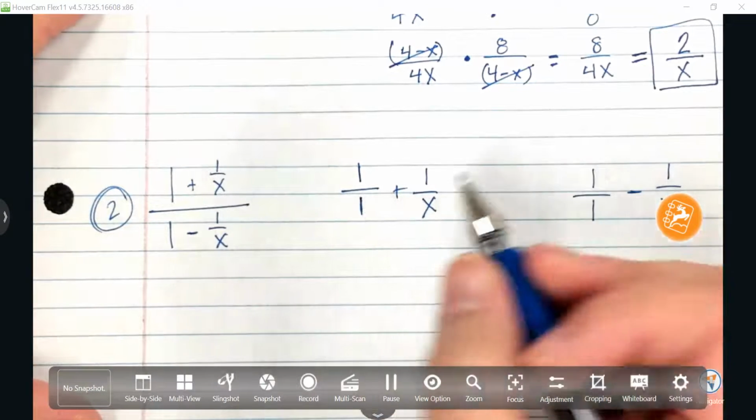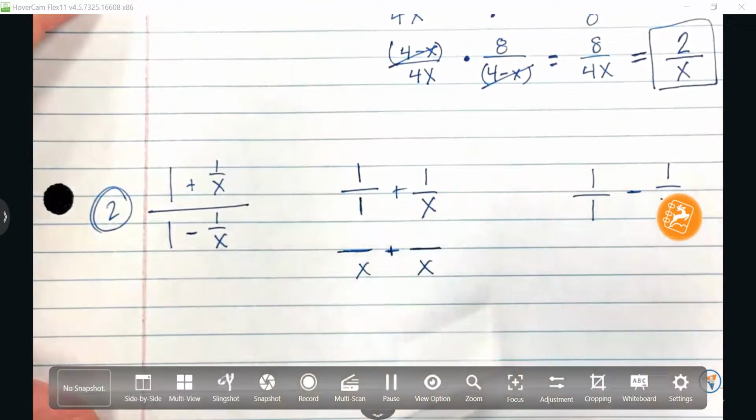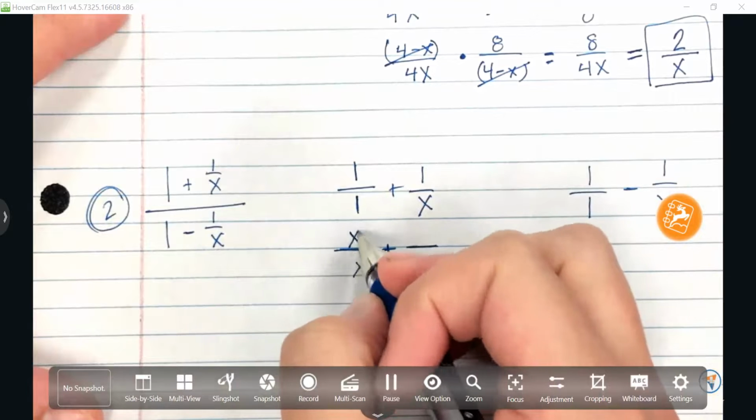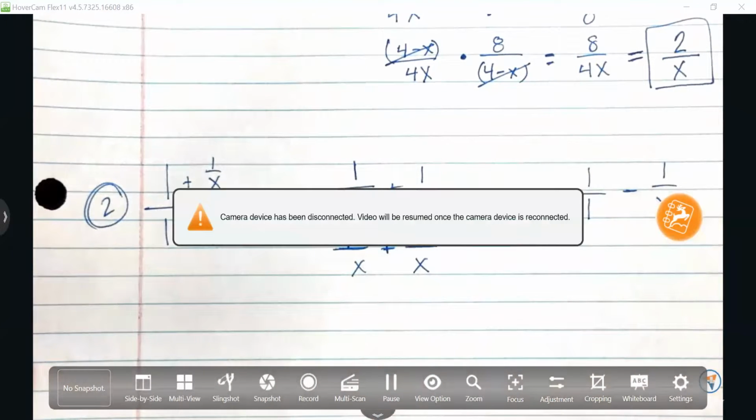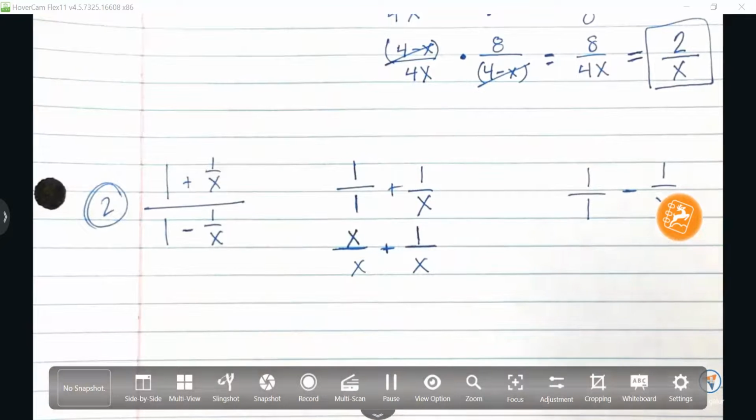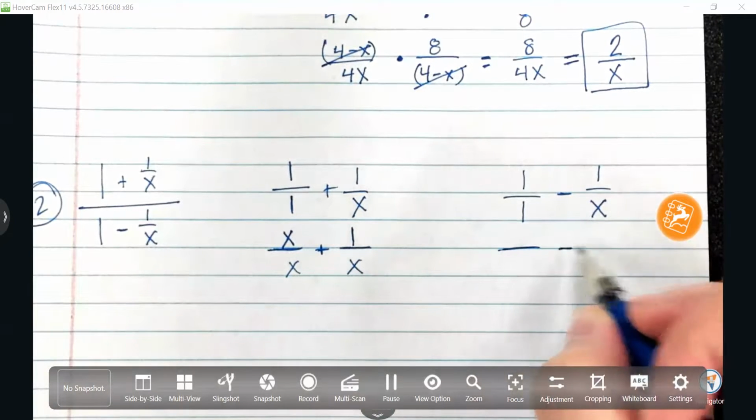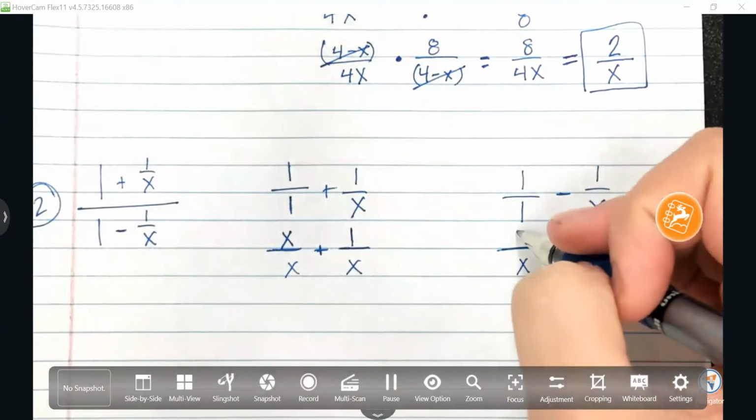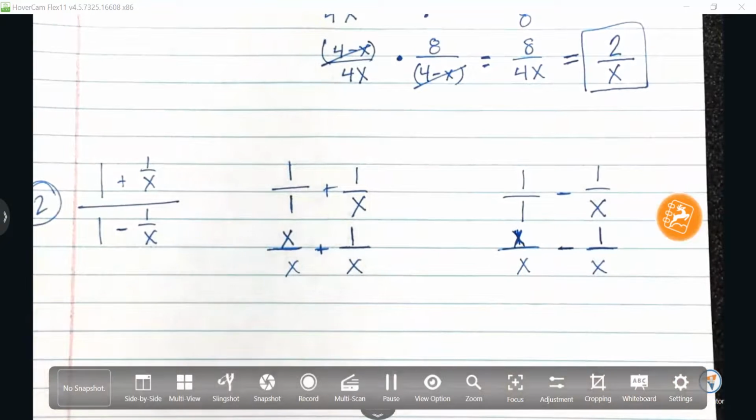So I have a 1 and an x, so my new denominator should be just an x. In order to keep it a 1 over 1, it has to be an x over x. And then the second part just stays the same. There we go. Okay. All right, so then I do my second set of fractions, and it looks like the denominator will be the same thing, x. So I have x over x minus 1 over x.